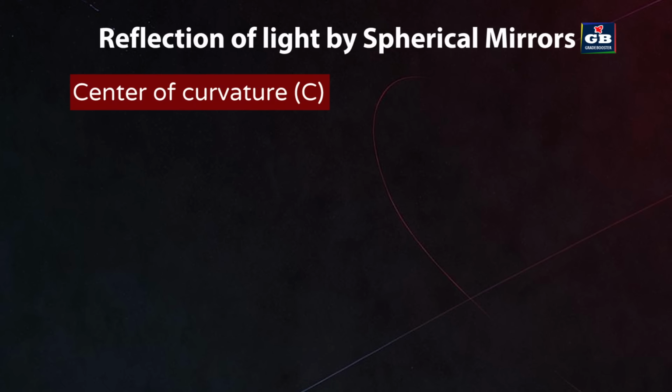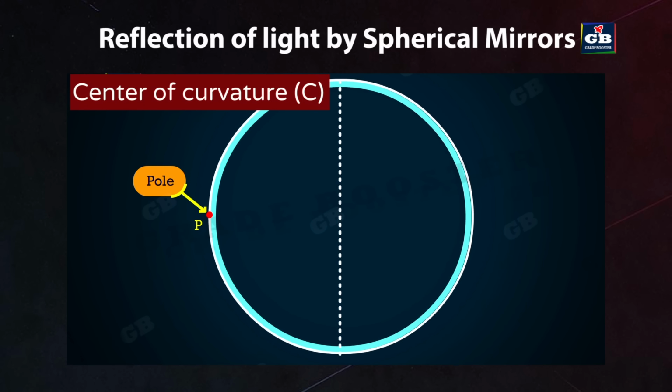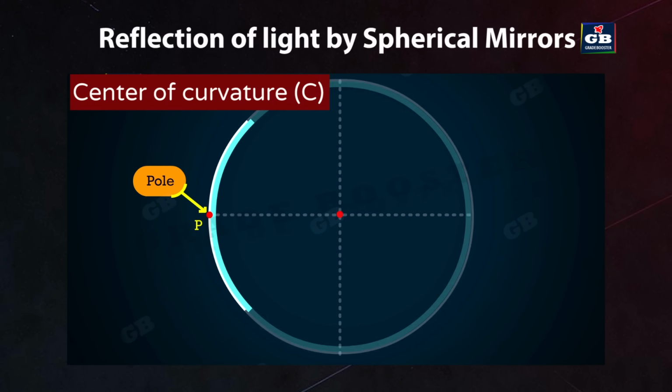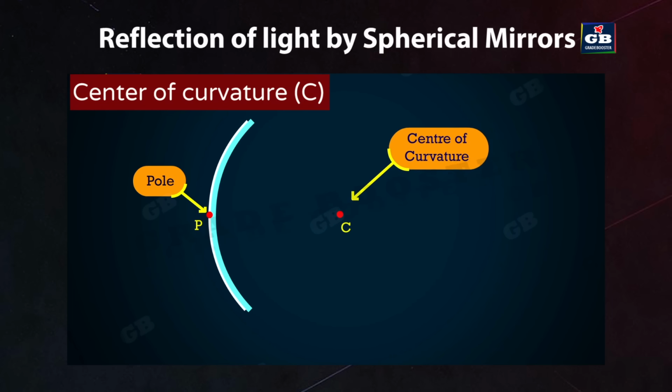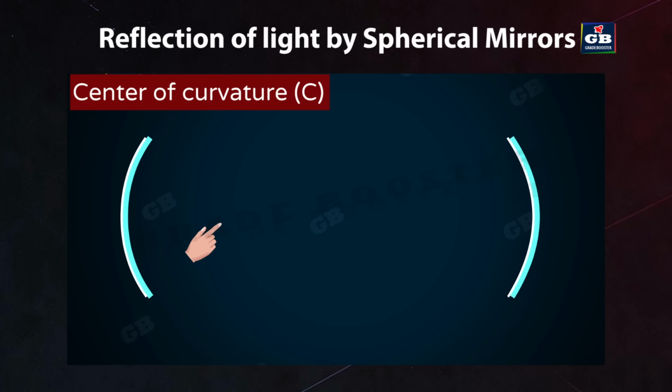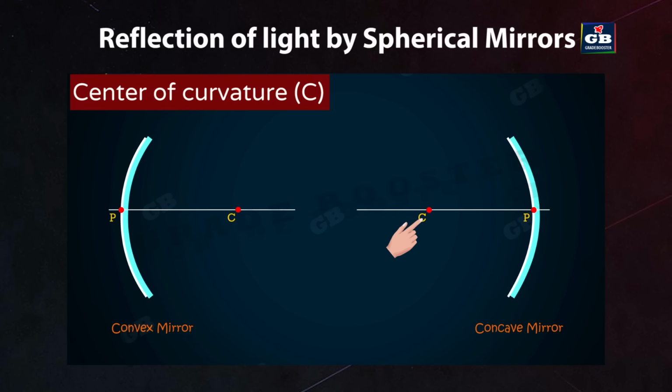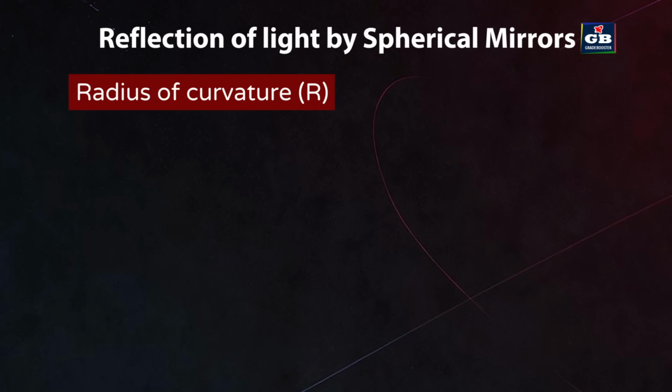Center of curvature. The center of curvature is the center of the imaginary sphere from which the spherical mirror is derived. It lies behind the mirror in case of a convex mirror and lies in front of the reflecting surface of a concave mirror. It is represented by the letter C.